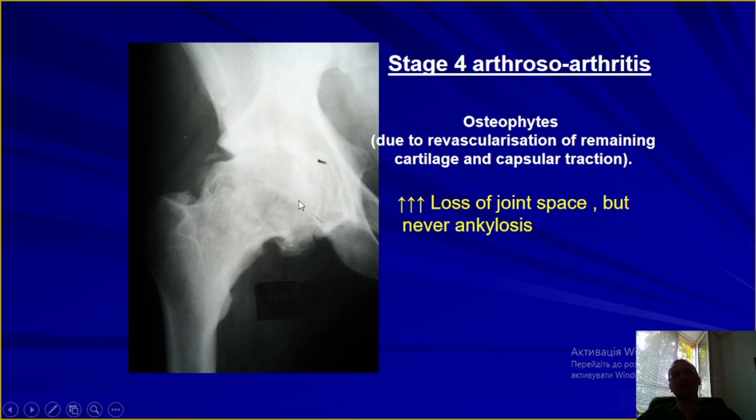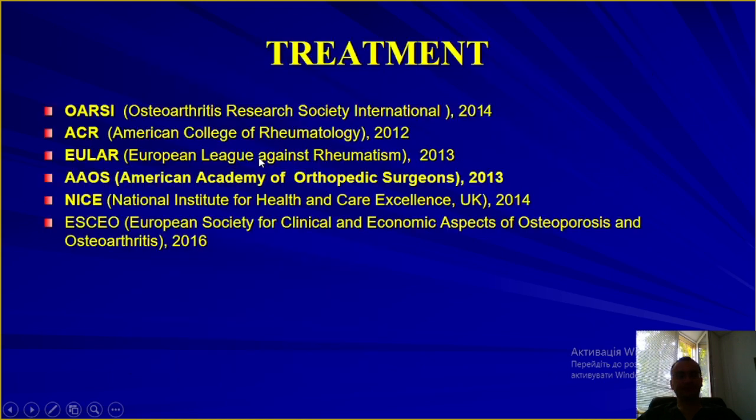The last stage of osteoarthrosis, the most severe, as you see, we can see here loose bodies, fragments of cartilage which are floating in the capsule of the hip. So there are a lot of different treatment protocols for osteoarthrosis.